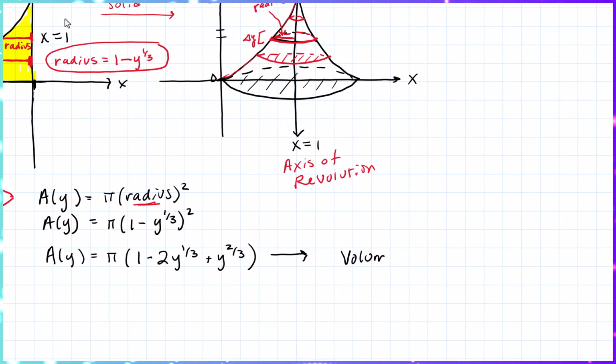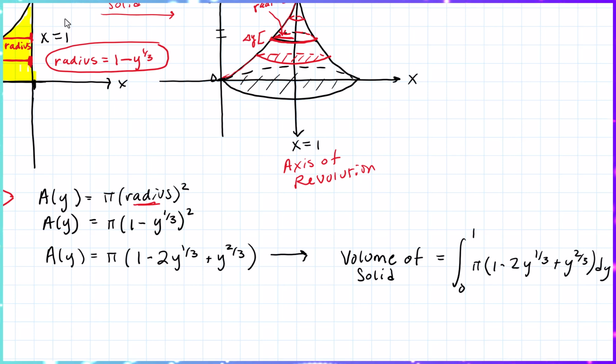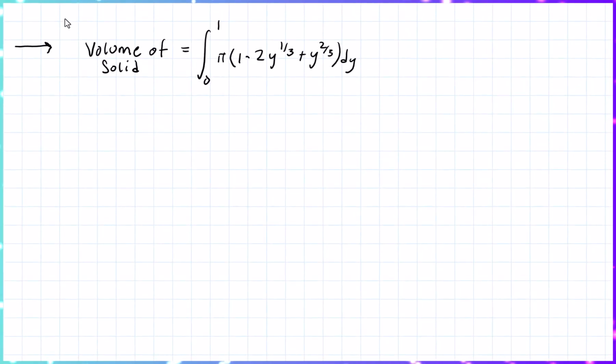So then the volume of the solid is going to be equal to the integral from 0 to 1 of pi times 1 minus 2y to the 1/3 plus y to the 2/3 dy. And now we're going to just calculate that volume. Let's just go ahead and apply the power rule. So we get pi times y minus 2 times y. We add 1 right there, so we get 4/3. We divide by 4/3, but that's the same as multiplying by 3/4. Plus, we add 1 here as well, so we get 5/3. Dividing by 5/3, that's the same as multiplying by 3/5.